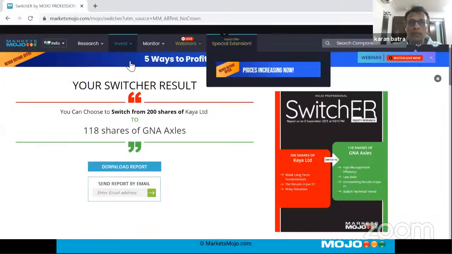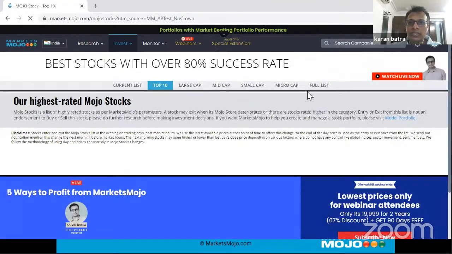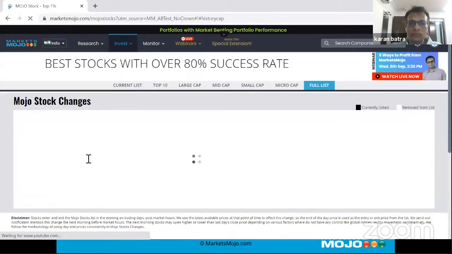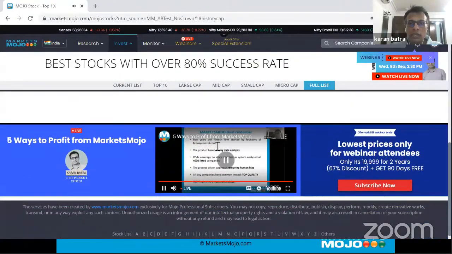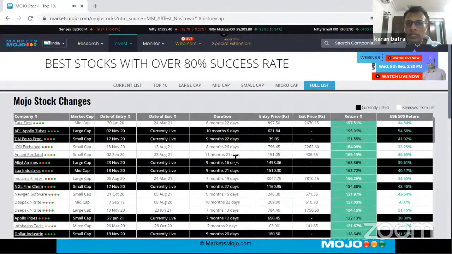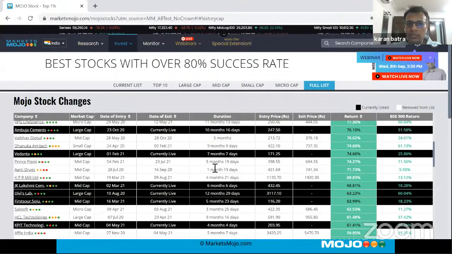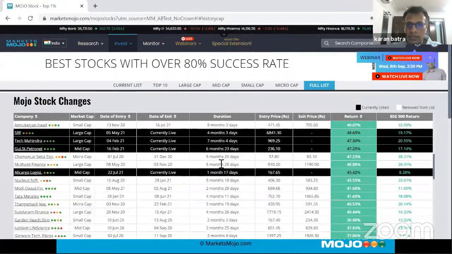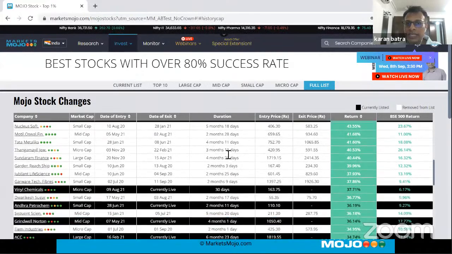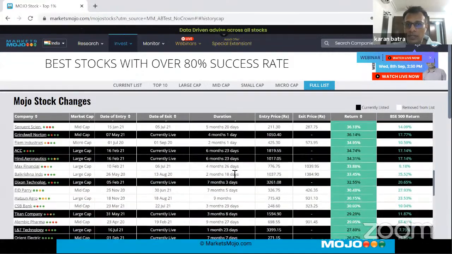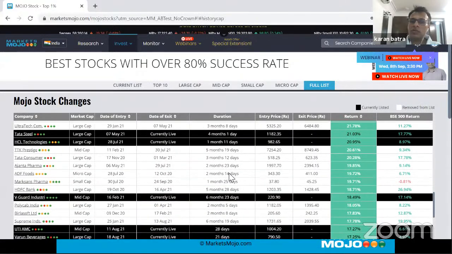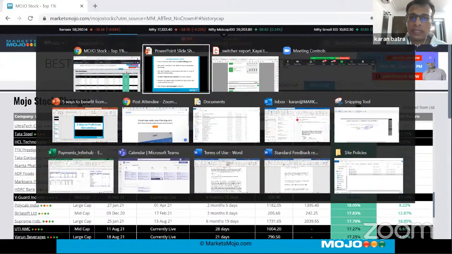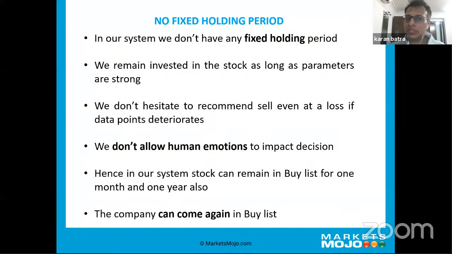For example, when we saw the Mojo stock section, you'll see some calls which were there for 10 months, 7 months. Some will even have closed within days, right? 11 days only, 22 days. So if the call is not right, again, unbiased approach, we will close the call if anything has changed. So there is no fixed holding period.